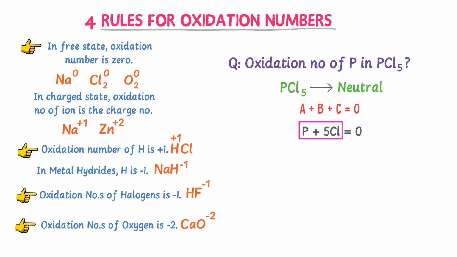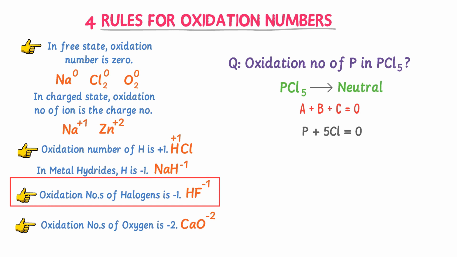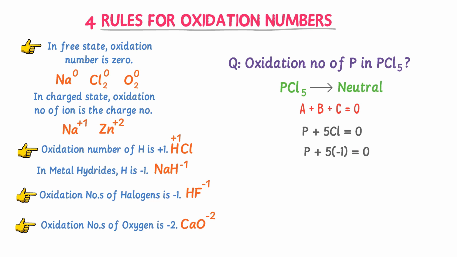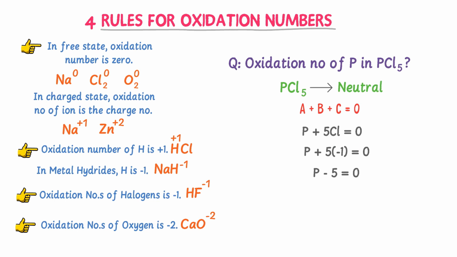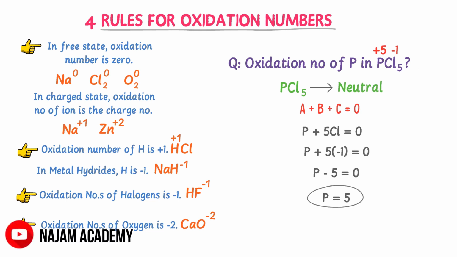chlorine present in PCl5. We know that the oxidation number of halogens in their compounds is -1. So P plus 5 into -1 is equal to 0. Or P minus 5 is equal to 0. Or P is equal to +5. Thus the oxidation number of phosphorus is +5 and that of 1 chlorine is -1, while that of 5 chlorine is -5. Now let me teach you some exam-based questions of oxidation numbers.